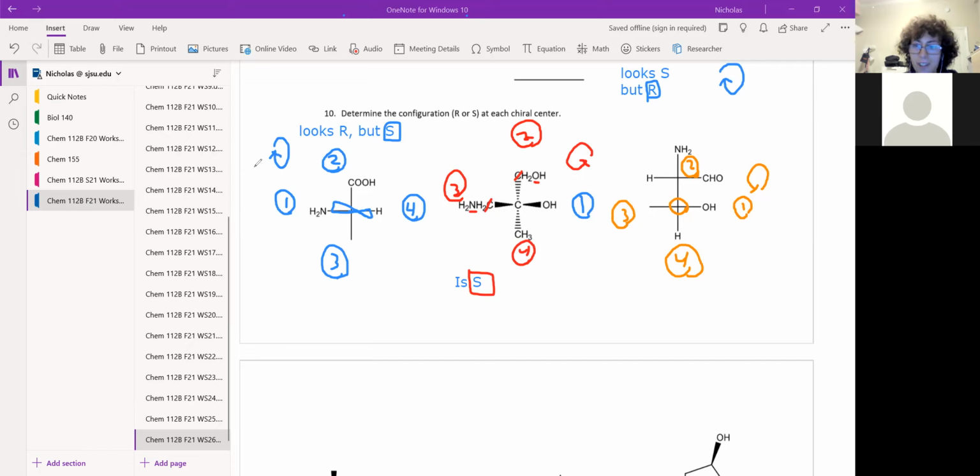And yeah, one person's saying it's S. Should we flip the stereochemistry here? No flip, yeah, because the hydrogen is on a vertical line. It's on a dash, so we don't flip it. So it looks like S, and it is S. So again, just remember, only flip it if number 4 is not on a dash.